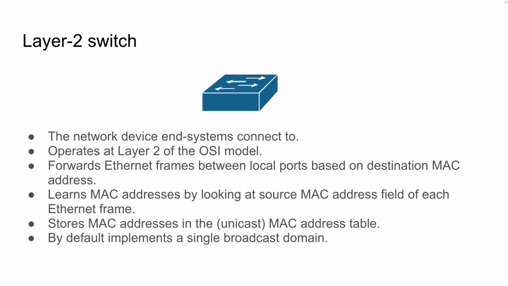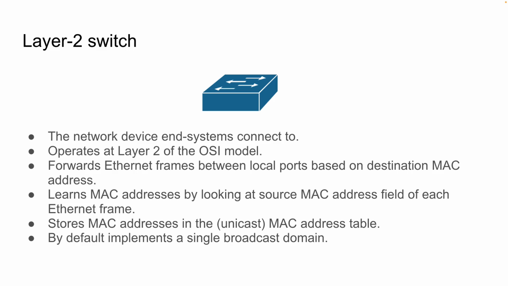Layer 2 switch operates at the second layer of the Open Systems Interconnection model, the data link layer. Its main purpose is to ensure the directed forwarding of user Ethernet frames, where the term directed means that the switch must forward the frame only to the segments that contain the intended recipients. This is not always possible though.